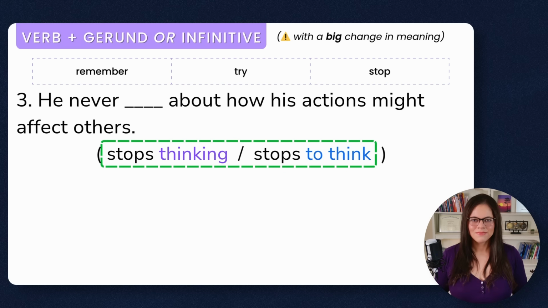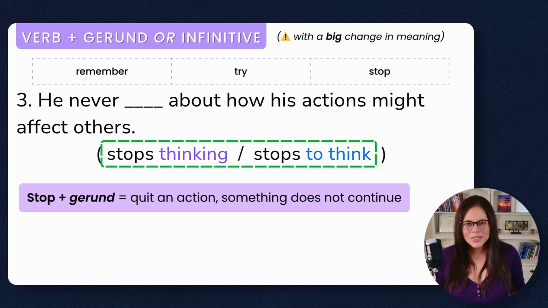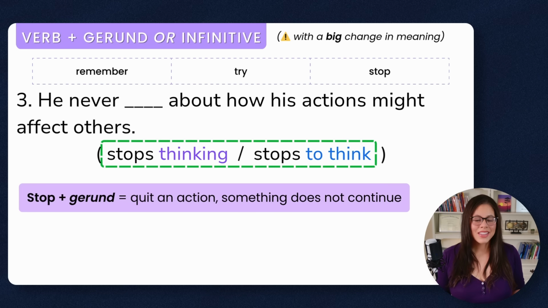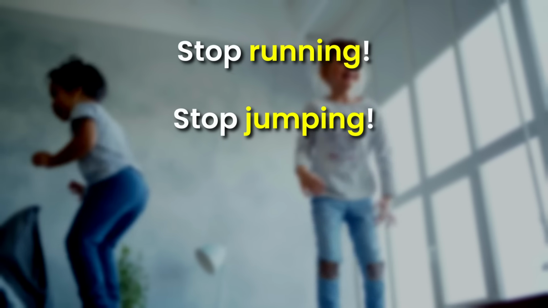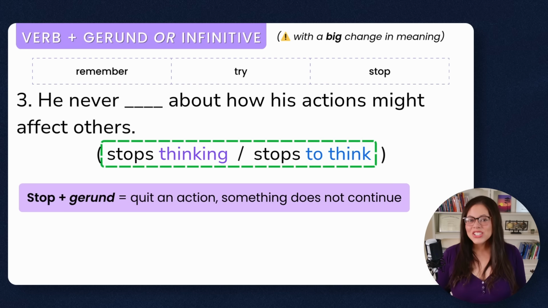The answer depends. They're both correct, but they have almost opposite meanings. The gerund form, stop doing something, means that you quit an action or something does not continue. In this context, he never stops thinking, so this is always on his mind. By the way, this form is really useful if you're a parent. Stop running, stop jumping, stop crying. Please stop doing that.